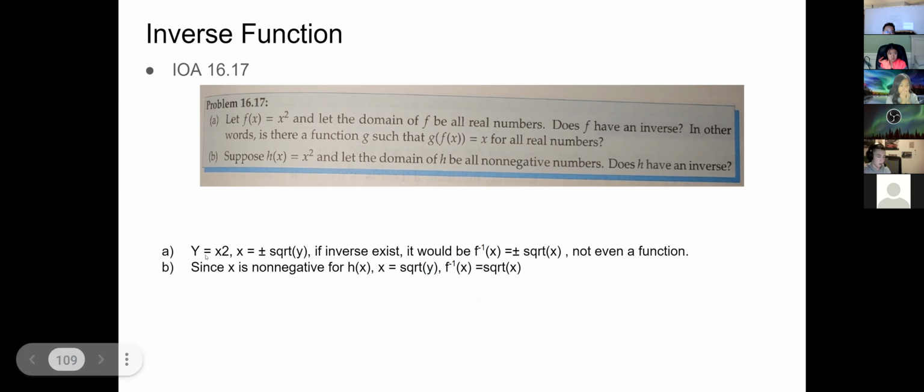But we have some brief notes here. So for A, y is x squared, x is plus minus square root y. If the inverse exists, it would be plus minus square root x, and it's not a function. But now in B, x is not negative, so x is just the square root of y. So the inverse would be just the square root of x. All right.